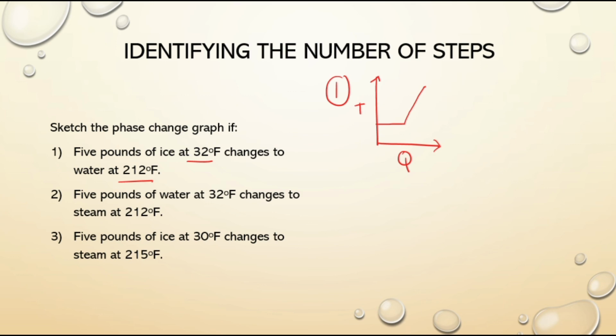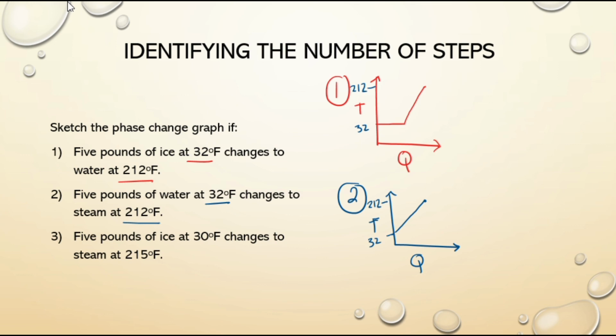Looking at situation 2. Same thing. And I guess I could have labeled 32 and 212 there. Okay, so let's put 32 and 212 on this one as well. So number 2, we're starting at water at 32 degrees Fahrenheit, and we're changing to steam at 212. Okay, so we don't have any ice at 32, so we start with an increase in temperature, right? Water at 32 goes up to the boiling point.